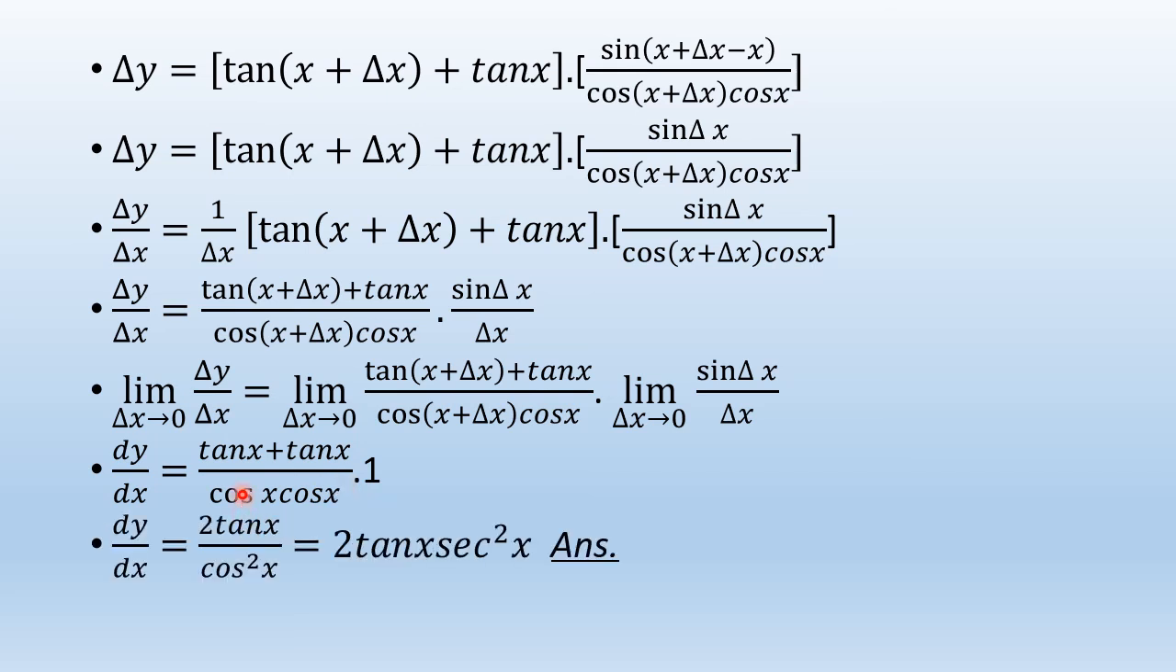And what is the final result? This becomes 2 tan x and this becomes cos square x. You can write cos square x is in the denominator. You can break it into the numerator by writing secant square x, and we have the final result. The derivative is equal to 2 tan x into secant square x, and that is the answer.